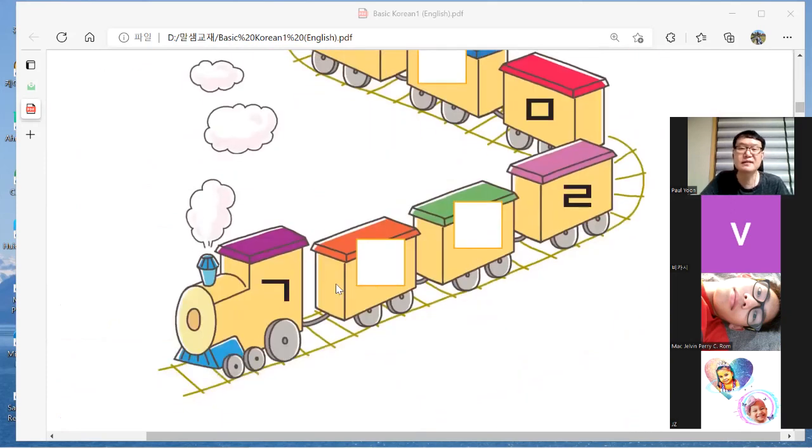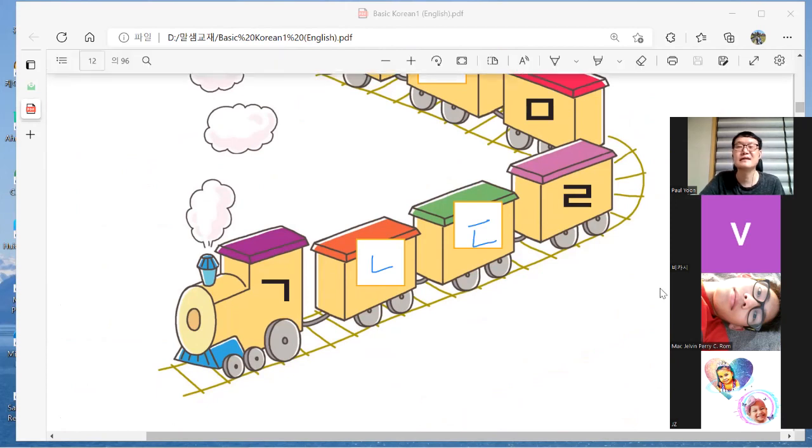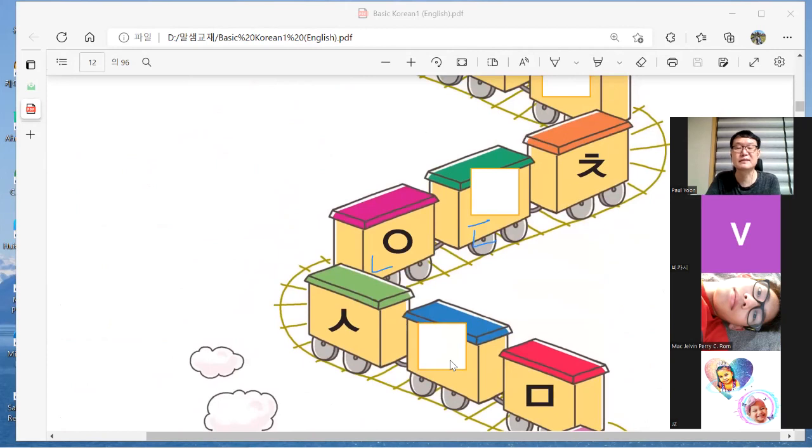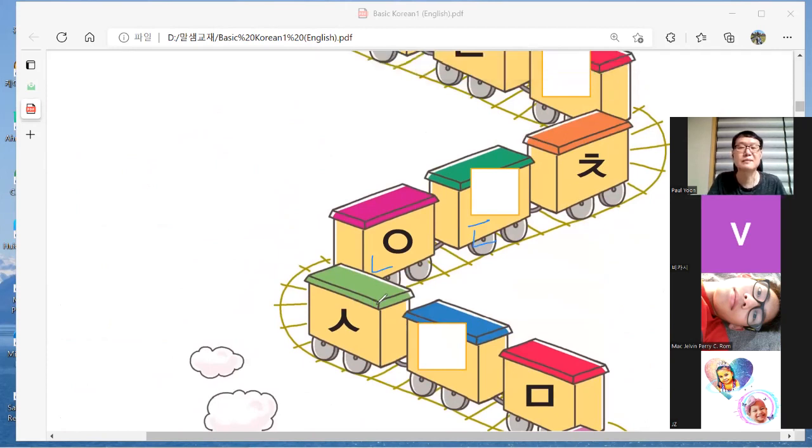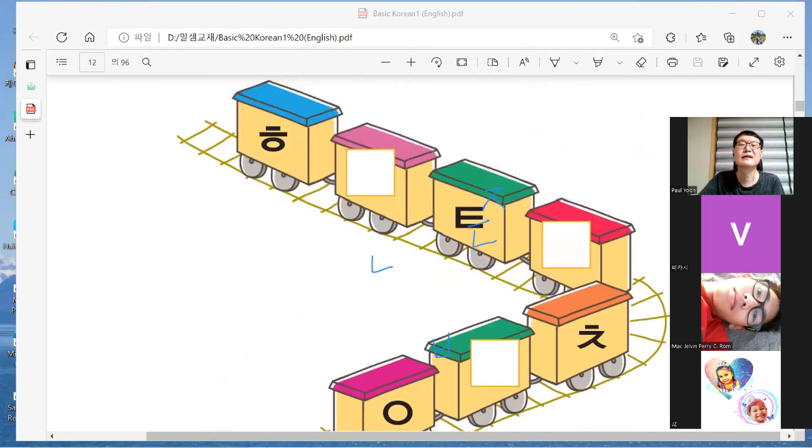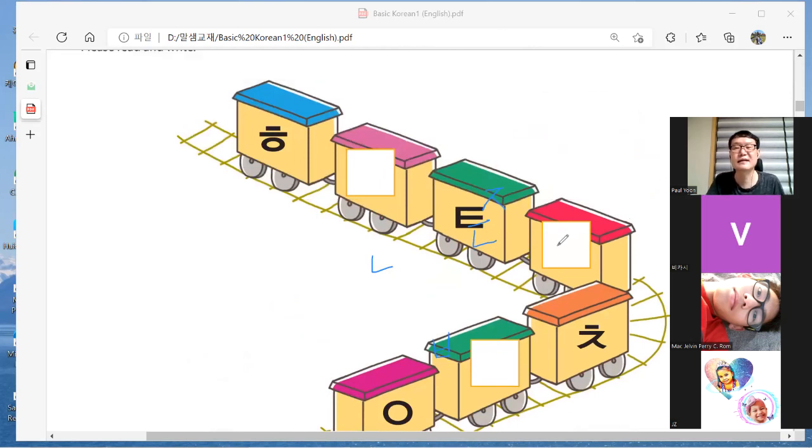Now, you just need some practice. Kune, for example, it's like a game in kindergarten. You remember? Kune, kule, mu, right? And bu, su, u, ju, chu, and ku, tu, pu, hu, like this. Okay, so please practice more after this class, okay?